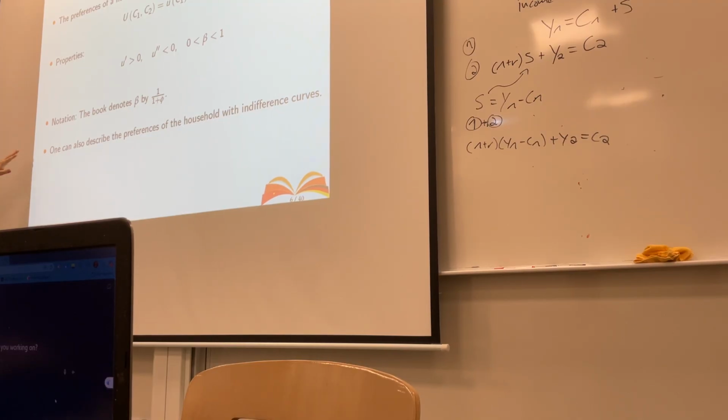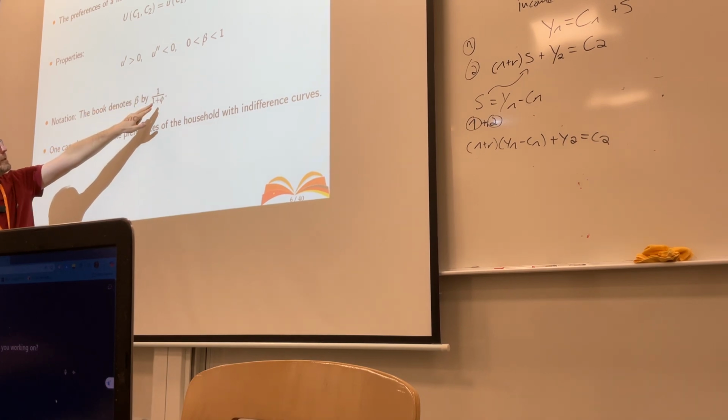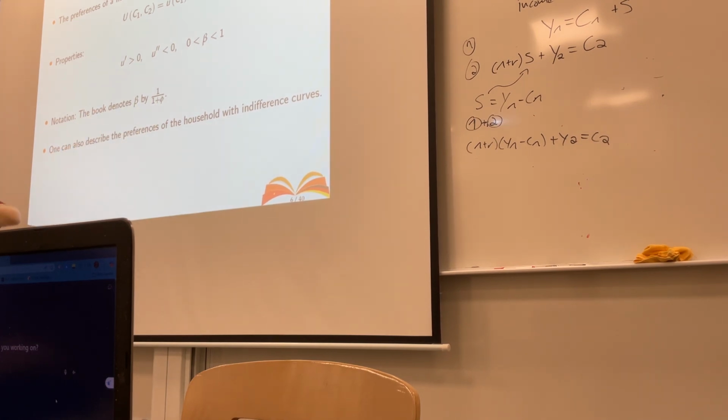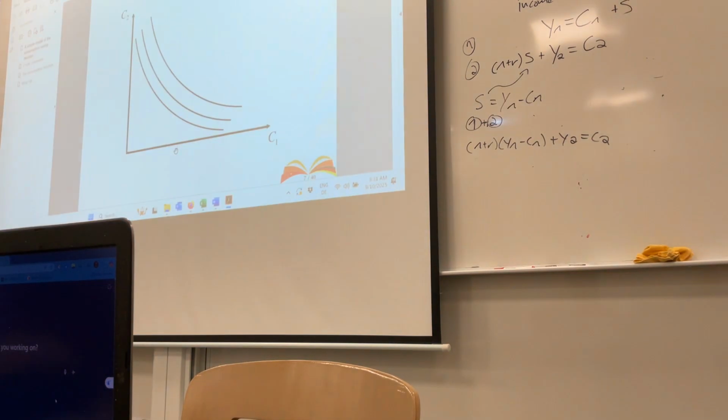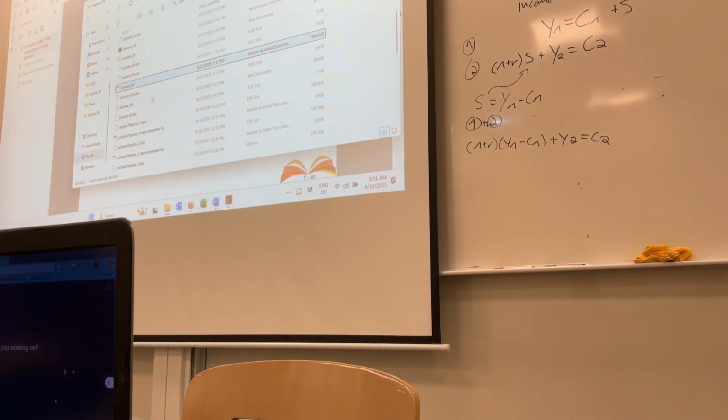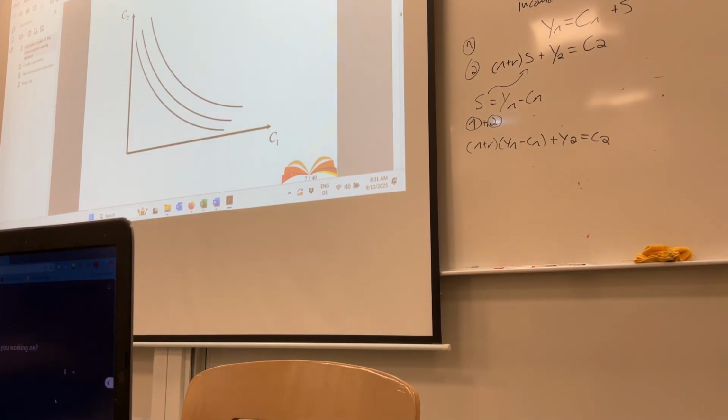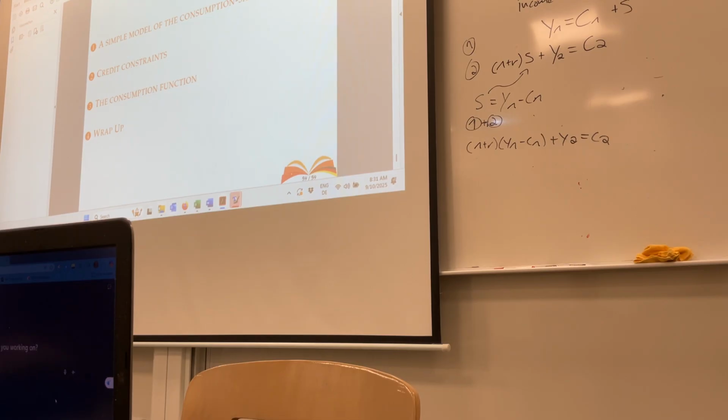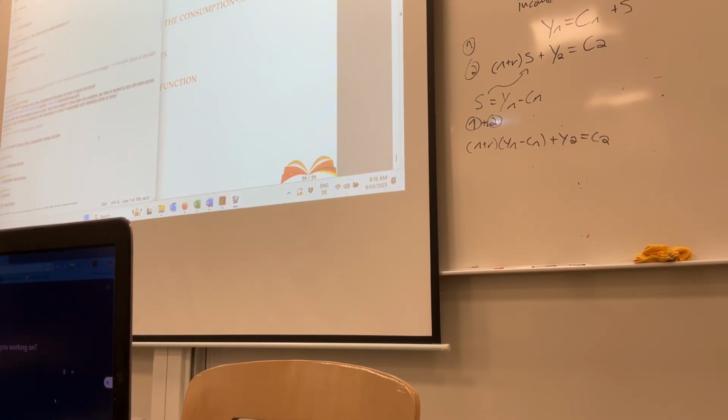We look at this book. So you can see that this book. But beta is also frequently related to phi, which is the rate of time preference.